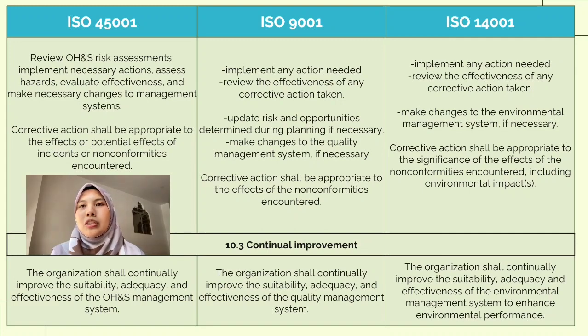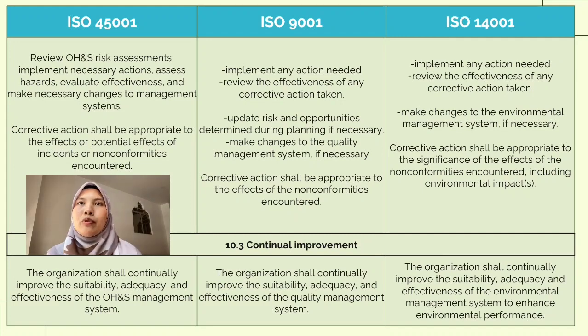For ISO 14001, it consists of implementing any action needed, reviewing the effectiveness of any corrective action taken, and making changes to the environmental management system if necessary. Corrective action shall be appropriate to the significance of the effects of the non-conformities encountered, including environmental impacts.